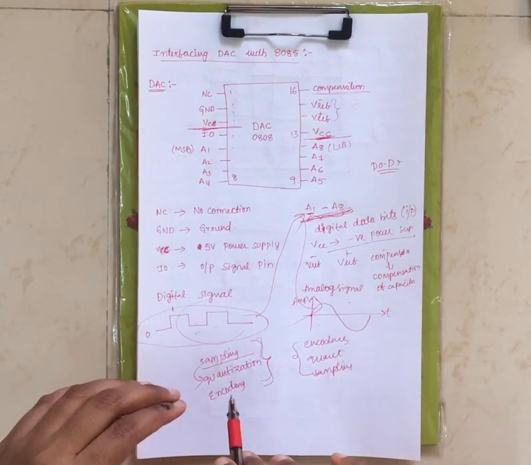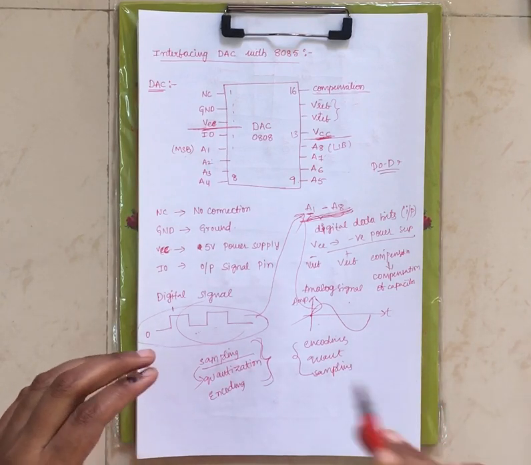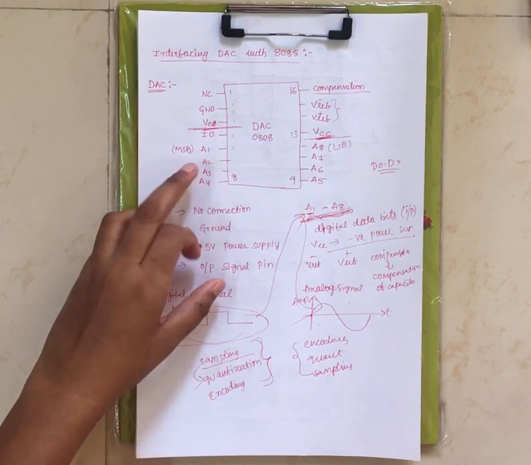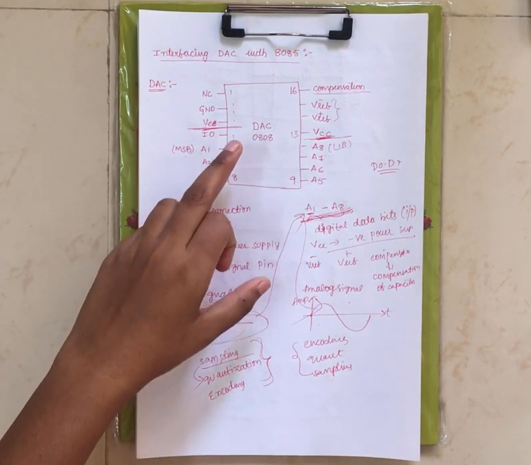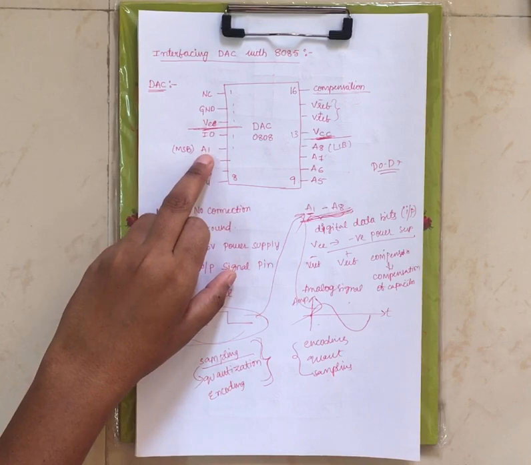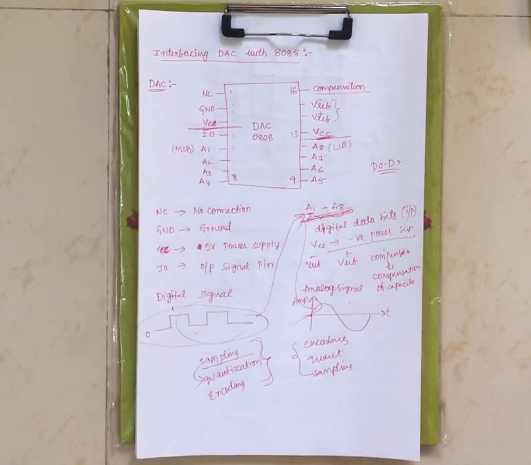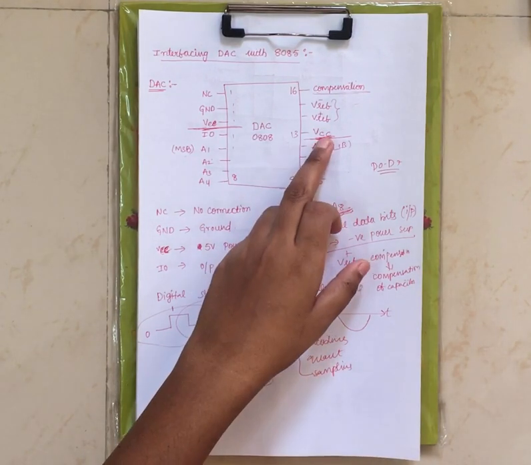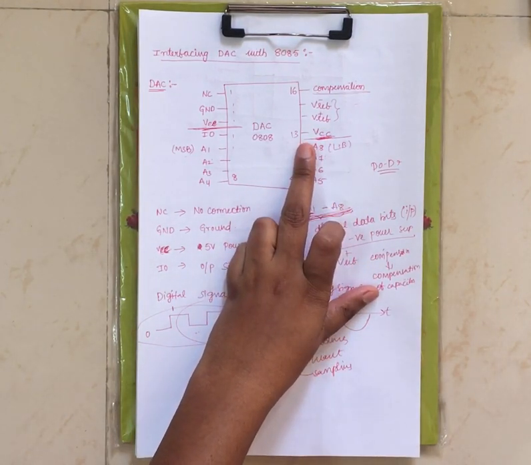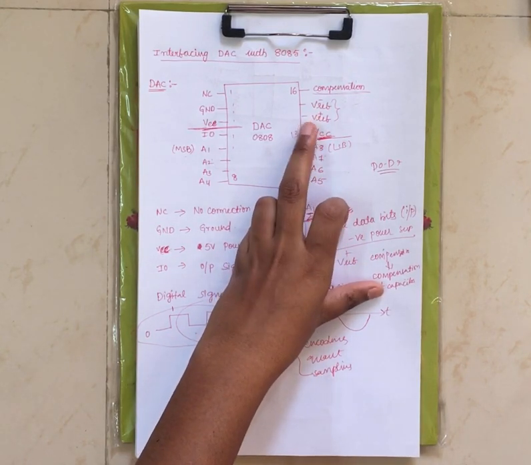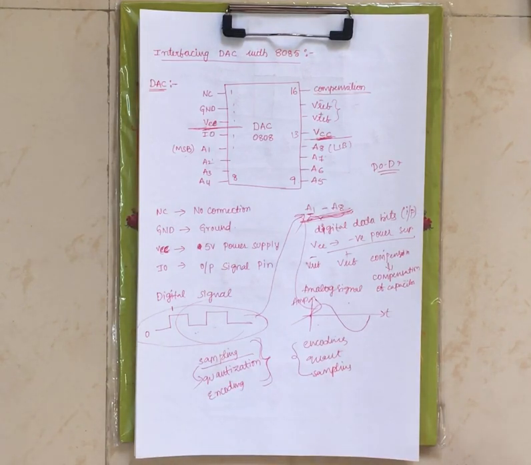Using the input you give through the A1 to A8 pins, it converts to an analog signal. Now VCC is provided at the 13th pin. Power supply is provided, and you have negative reference voltage and positive reference voltage, and a compensation capacitor is provided at the 16th pin, which is used for compensation.